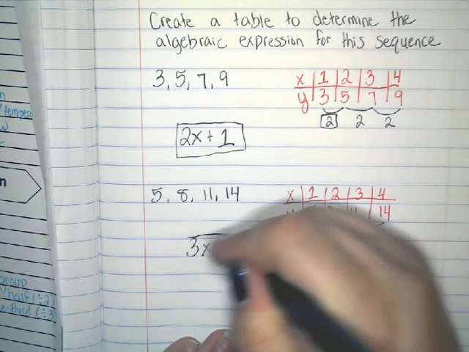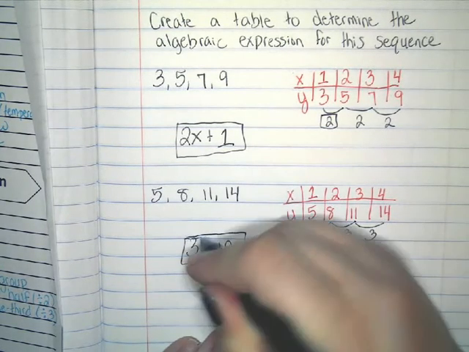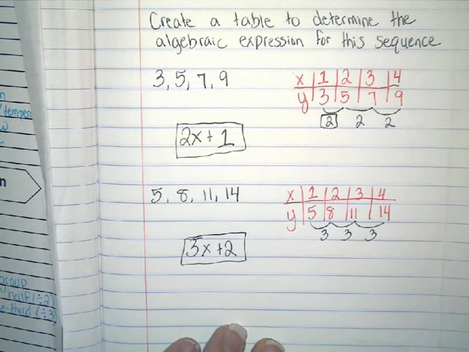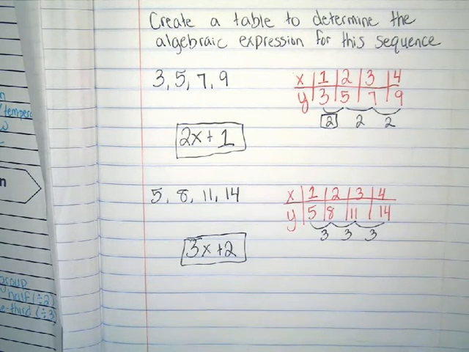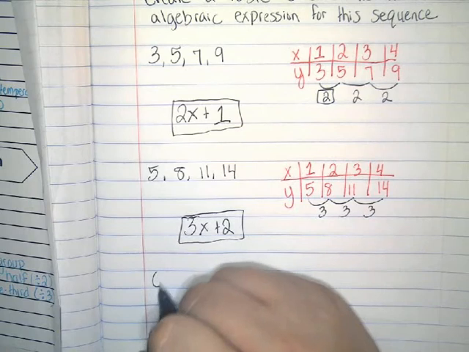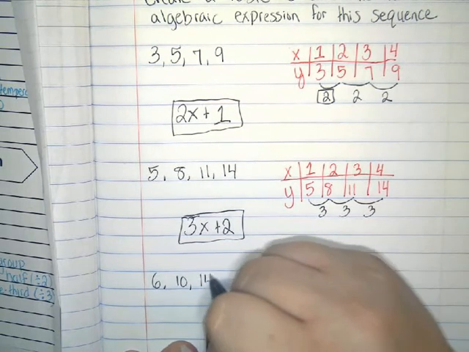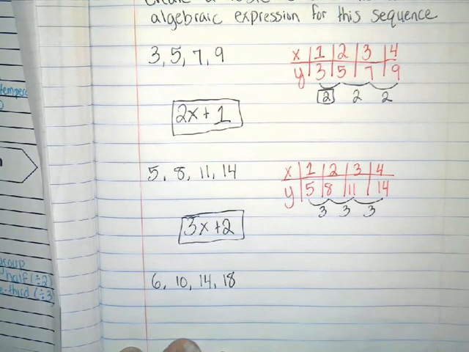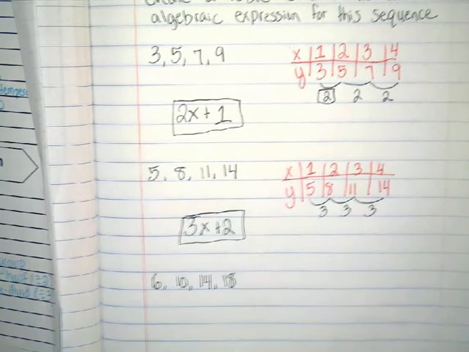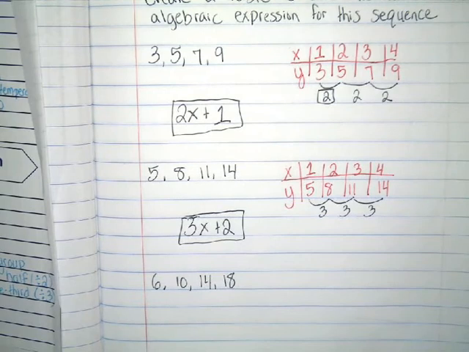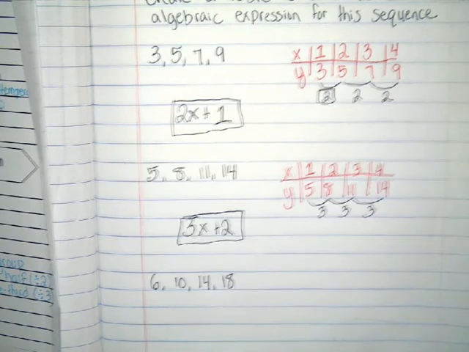Ready to try one by yourself? Try 6, 10, 14, 18. I'm going to give you a couple minutes. Miss Prano is not allowed to check. I want you guys to try it because then I'm going to have you talk at your table in a minute to discuss and see who can understand it. Okay, so I'll give you a couple minutes to try it.